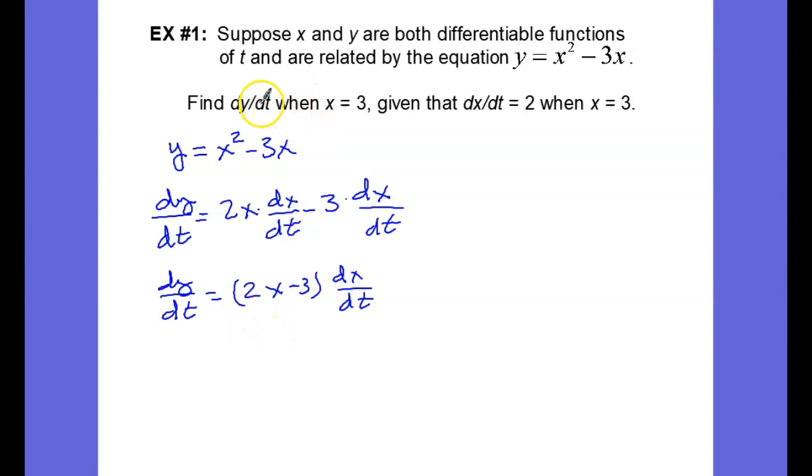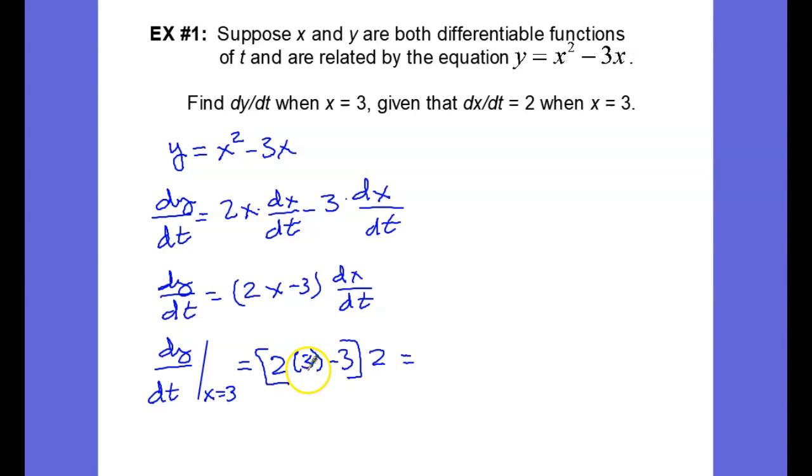But now they want us to find the value for this rate of change when x equals 3. So we have dy/dt evaluated at x equals 3, and so that's going to be equal to 2 times 3 minus 3 times dx/dt, and they tell us that at x equals 3, dx/dt is equal to 2. And so 2 times 3 is 6, 6 minus 3 is 3, times 2 is 6. And this is going to be our answer.